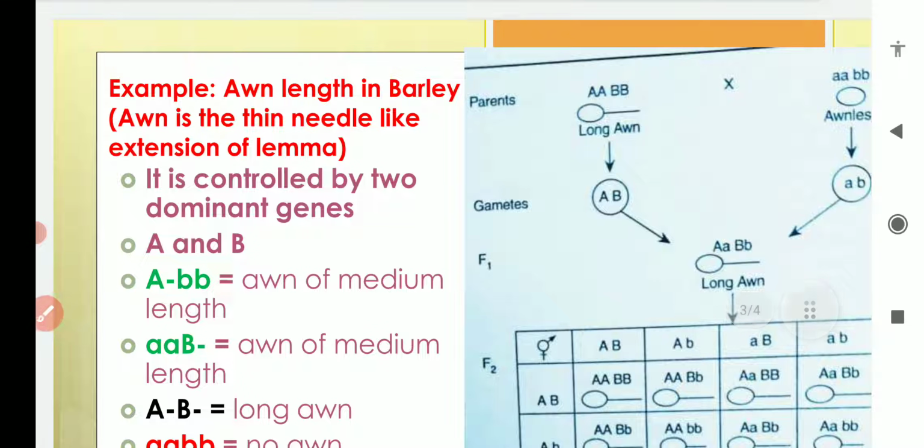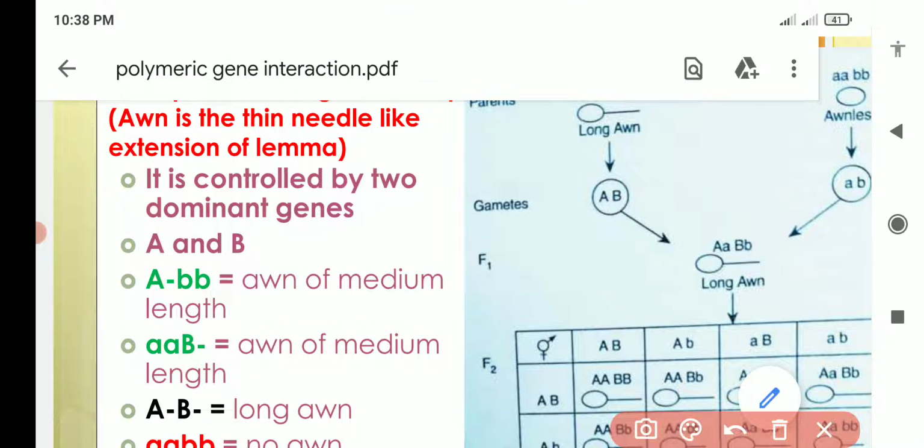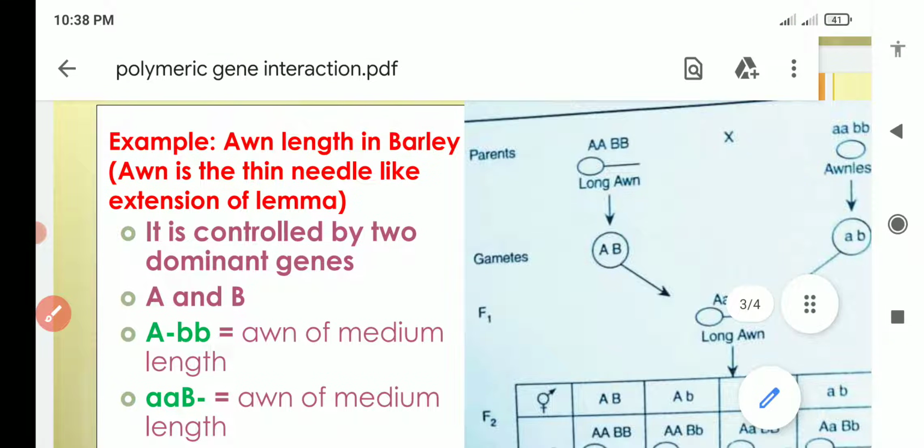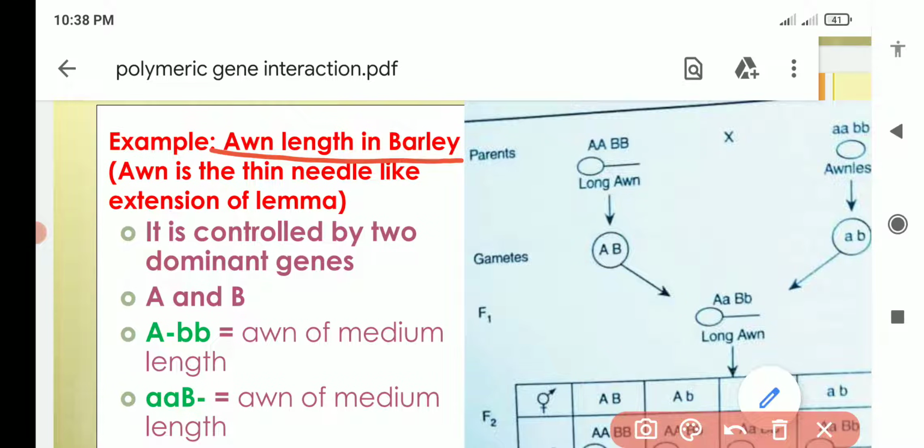Here we have taken the example of awn length in barley. Awn length in barley is controlled by two genes, A and B. And what is an awn? An awn is the thin, needle-like extension of the lemma. The agriculture students all know what an awn is.